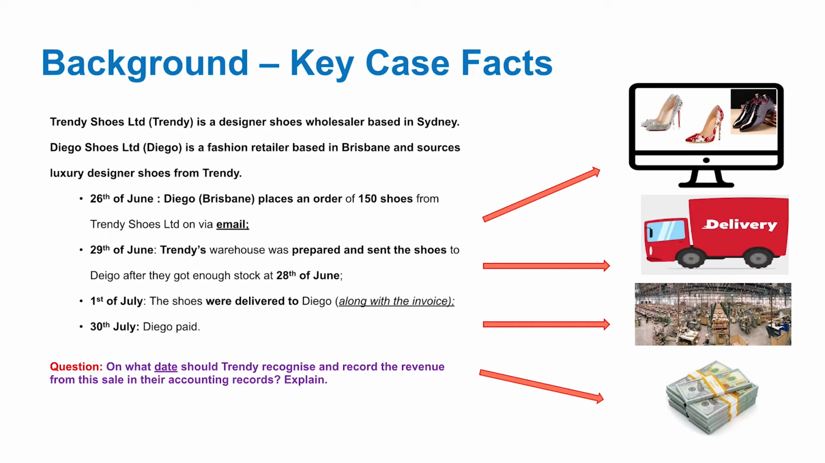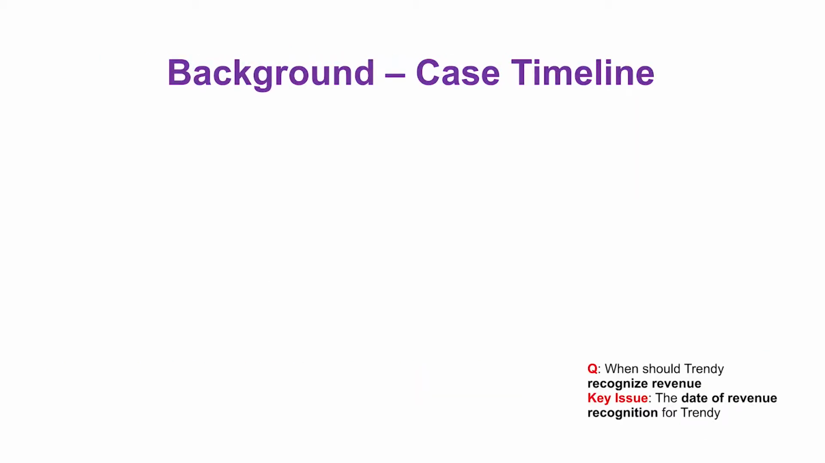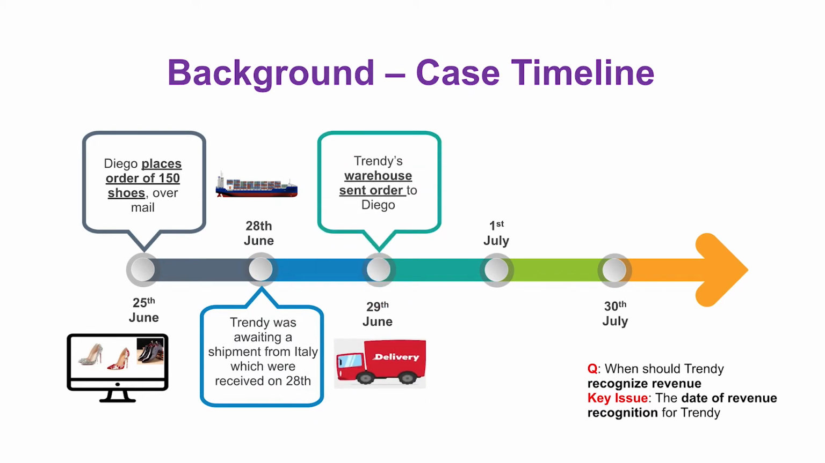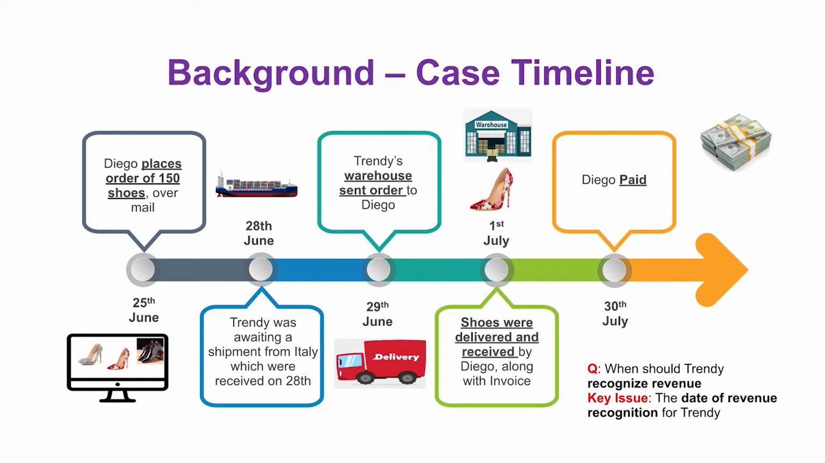In the Trendy and Diego case, the dates were really important in answering the question, so using a timeline would work really well to visually show the audience the order of events and key dates in the story. A timeline such as this can effectively provide the audience with an overview of the case and help them easily follow your presentation, which is exactly what you want.